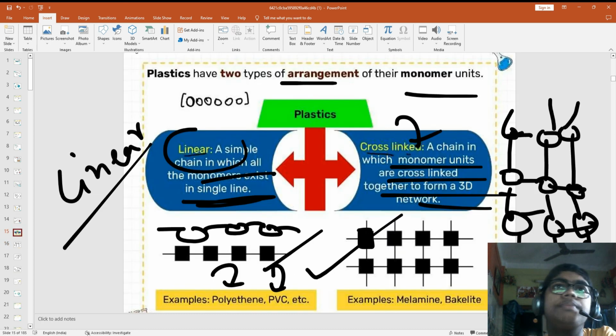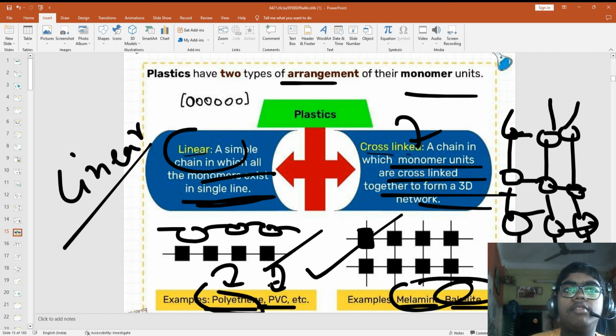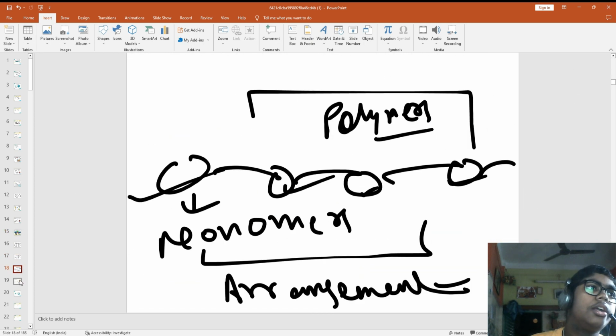Understood what I am telling? Cross-linked is a network-like structure that will form, and linear is in a straight line. Linear is used in types of plastic such as polythene and PVC. We will discuss them. And some, like melamine and bakelite, are cross-linked. Why? Because they are very hard, whereas the others are very soft. Understood?